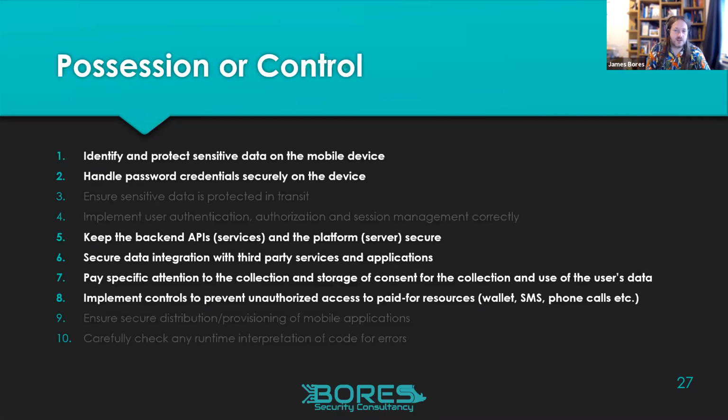Possessional control, there's 6. And you may disagree with how these are assigned. I'll tell you why it doesn't matter in a bit. So identify and protect sensitive data, that's about possession of it. Handle password credentials, that's got a possession aspect. Backend APIs and the platform, that's a possession or control aspect. Secure data into third-party services, that's again possession or control.